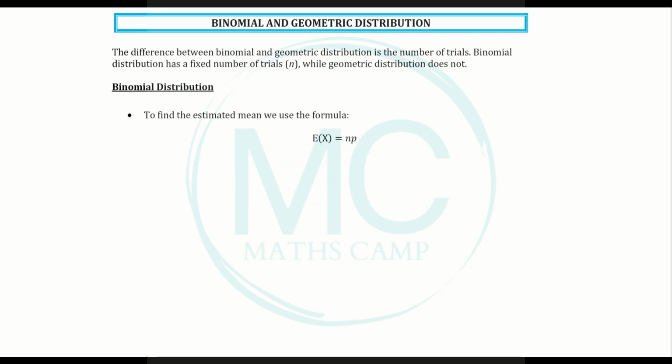To find the estimated mean, we use the formula mean is equal to np, so you can simply multiply n and p together. To find the variance, we use the formula npq. Remember that the standard deviation is still the square root of the variance.